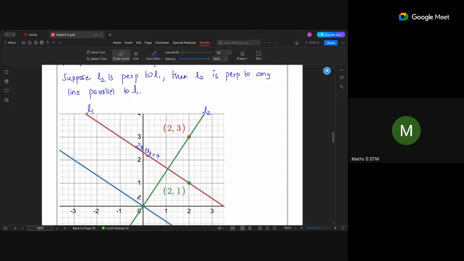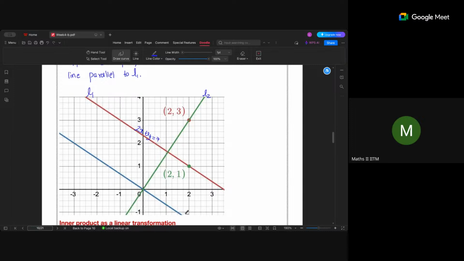So now we know that if it passes through the origin, it is a subspace. Then for us, it is easier to compute. That's all. Now you take the parallel line which passes through the origin. So it becomes a subspace. Now find the dual. Then you know that that line is also perpendicular to L1.